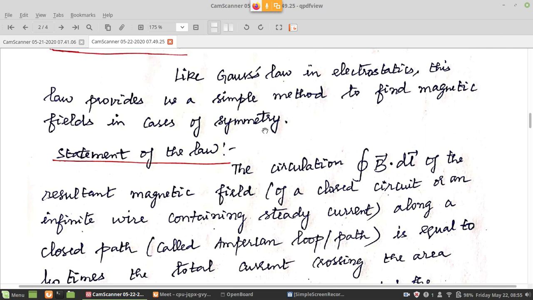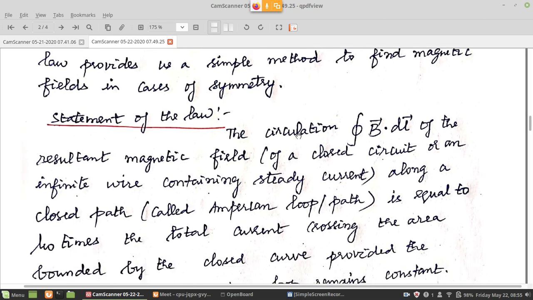Akkada Gaussian surface chusamu. Gaussian surface for charge we can use point charge. Spherical symmetry, sphere we can use. Cylinder we can use. Plane sheet of charge we can use. Gauss law. Similarly, Ampere law kuda konni restrictions unnayi. We will know what are the restrictions when we do the problems.